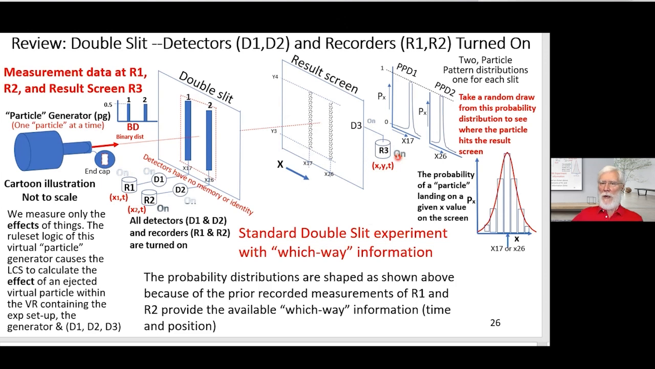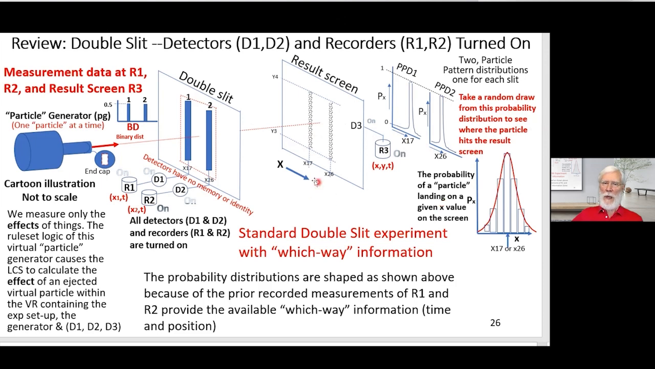Now, we said that when you make a measurement, you're taking a random draw from a probability distribution. Well, these are the probability distributions here. And they look sort of like these slits. All these things look like two slits here. They look similar because these probability distributions are very narrow in X. Okay, so take a random draw from this probability distribution to see where the particle hits the screen.